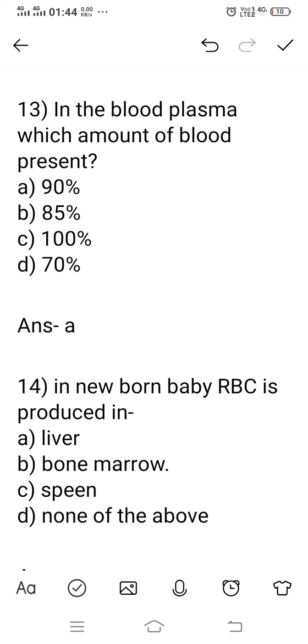Question number 13. In blood plasma, which amount of the blood is present? Option number A, 90%. Option number B, 85%. Option number C, 100%. Option number D, 70%.